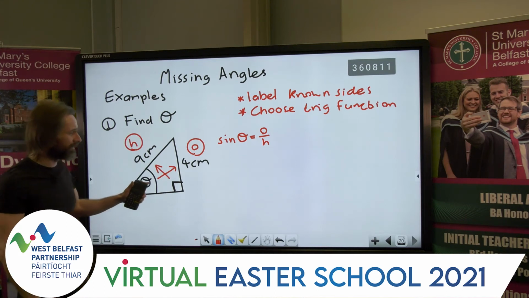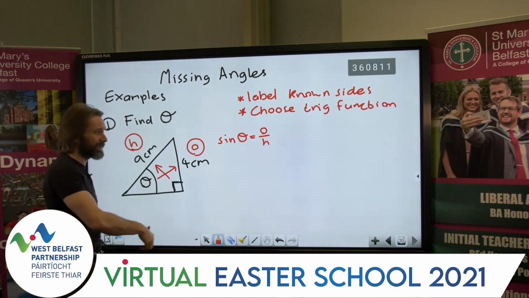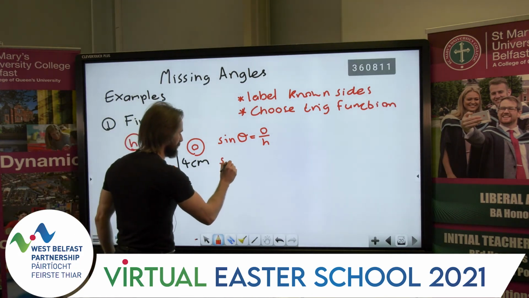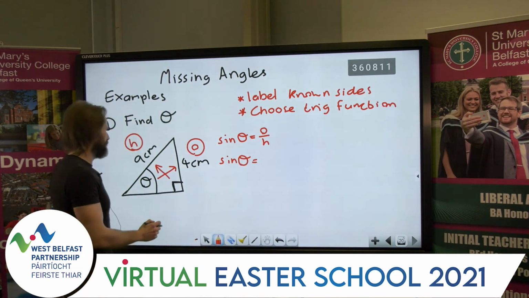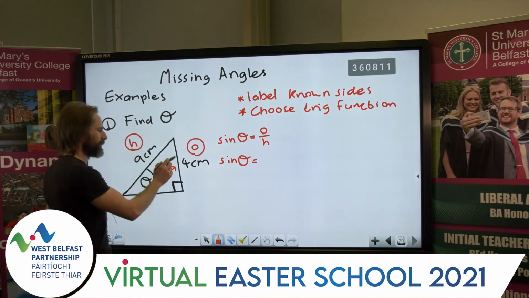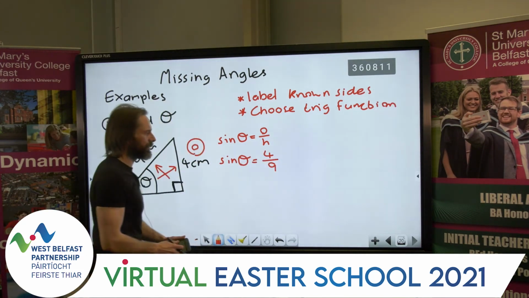So beta is what we're trying to find. So sine beta remains as sine beta, or whatever they've called this angle. They may call it x, they may call it a, they may call it anything they want. So sine beta, beta being what we're trying to find, is equal to opposite over hypotenuse, which is now 4 over 9. Now, here's where it's different.